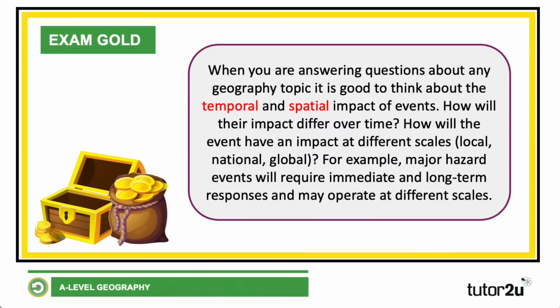But then what about the global impact of something like a wildfire? Think about all that carbon that's being released from that carbon store and going up into the atmosphere. So think about impacts at different scales and think about over time. A major hazard event is going to have immediate responses. It's going to need long-term responses as well as operating at different scales. So when you're looking at this, keep thinking about this idea of temporal, time, and spatial, thinking about different scales.